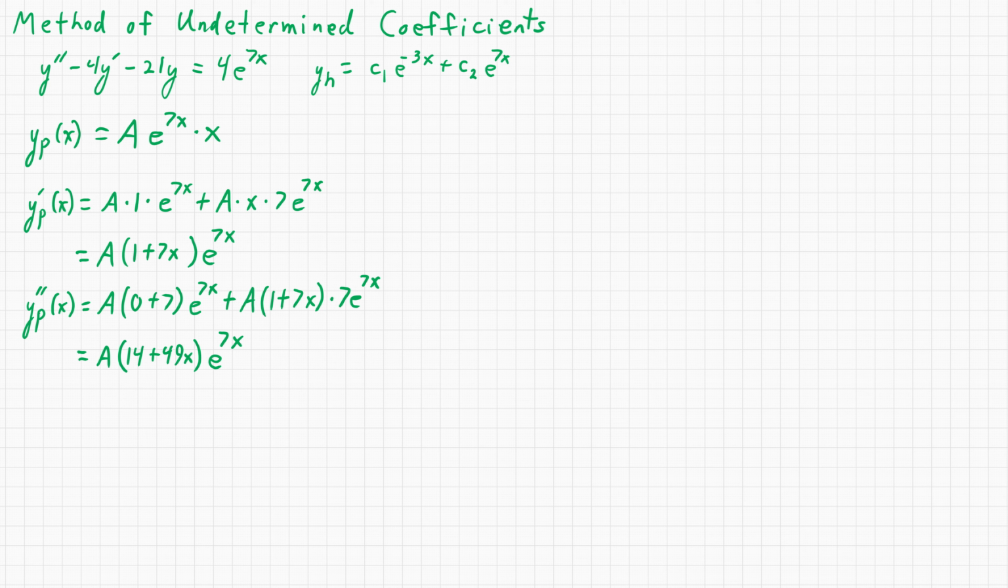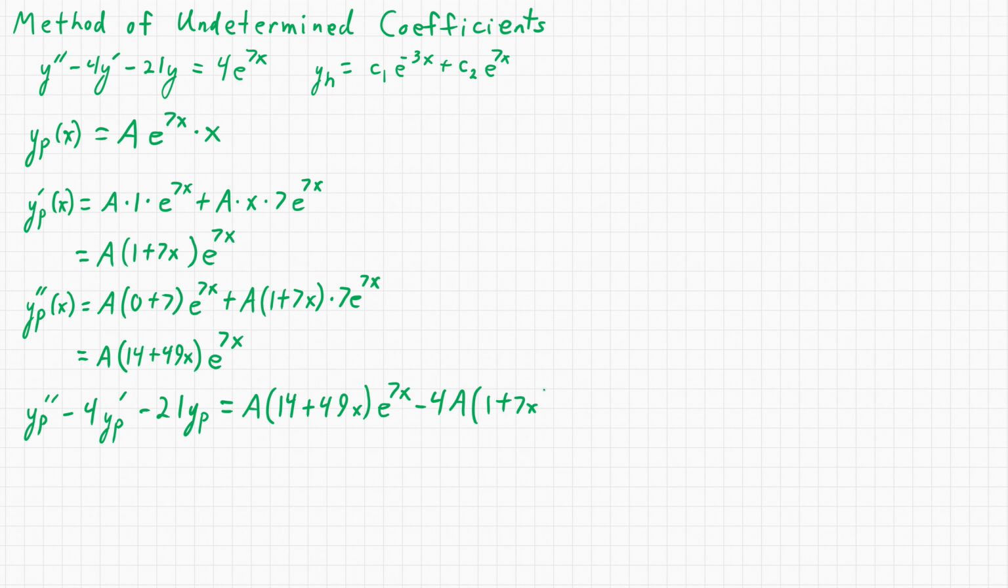All right, so now for the next part, we plug all three of these into the differential equation, and solve for a. So we end up with y particular double prime minus 4y particular prime minus 21y particular. Well, that equals a times 14 plus 49x e to the 7x, minus 4 times a times 1 plus 7x times e to the 7x. And then we have our minus 21, and this one's just ax e to the 7x.